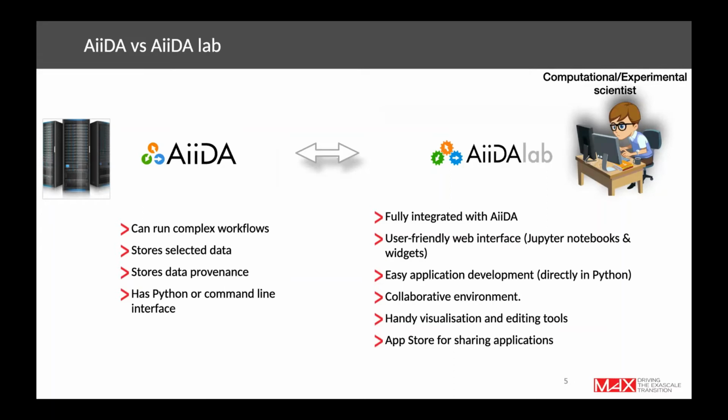Since then, it also has all the capabilities and all the nice features of AiiDA, but it also provides a user-friendly web interface with Jupyter and Jupyter notebooks and widgets. It allows for easy application development. You don't need to do any web development. You can write all the code directly in Python. And it also provides a collaborative environment. For example, if you're an experimentalist, you would like to cooperate with somebody who is doing the simulations, you can do it through AiiDAlab. And it also comes with a handy set of visualization and editing tools.